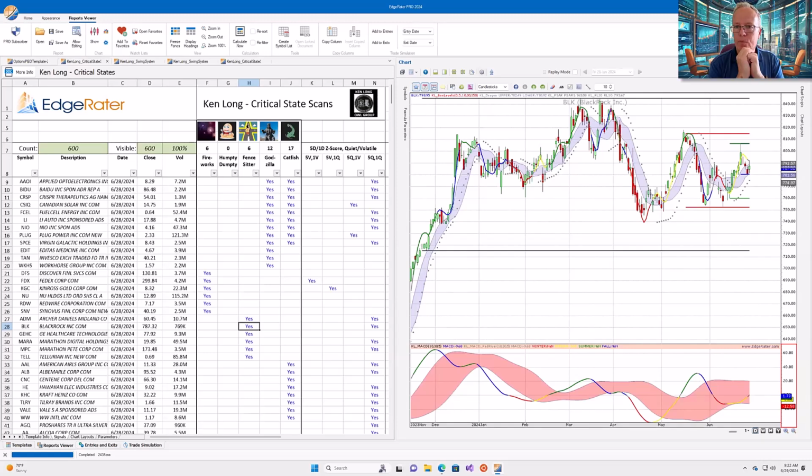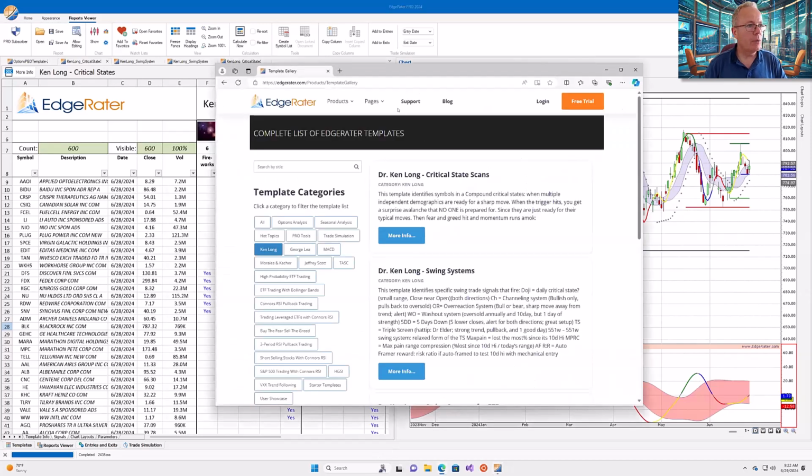Could you show them where the templates are? I see a question asking where we could find the templates. I did reply to that as well, but you can find that on the website under the products, EdgeRater, at edgerater.com/products/template gallery. Everything is put into its own categories, so you can do a search on this web page for Ken Long, and it will show you the templates, and it lists right here which category it's in. For Ken Long, it's very straightforward. It's in the Ken Long category.